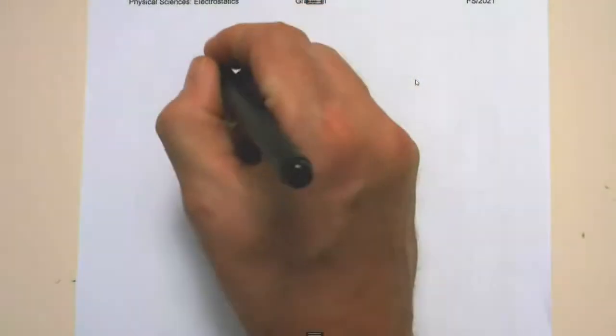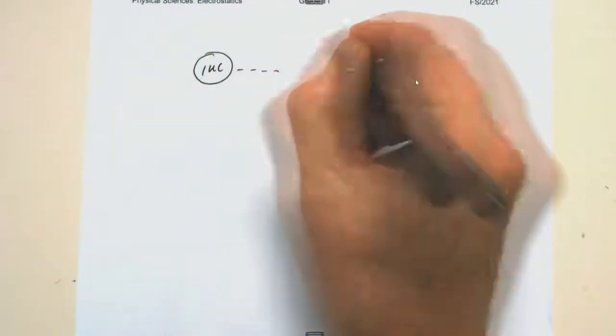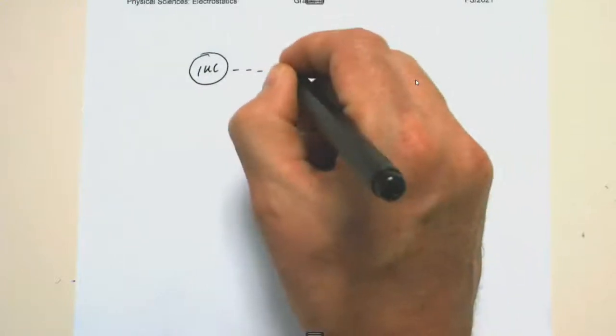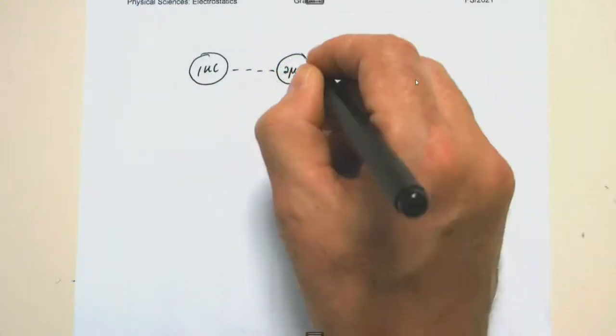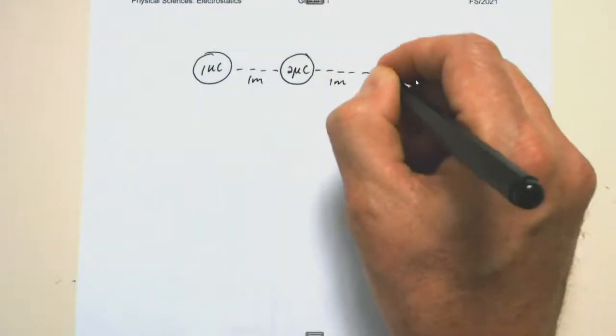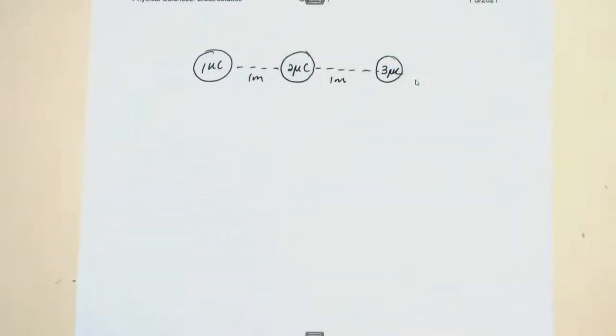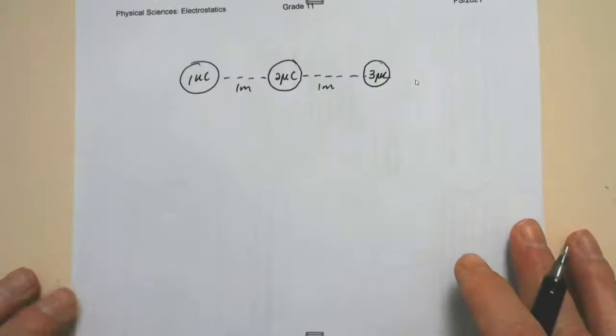Right, then the last thing that we need to discuss with electrical field strength is that it's possible to have three charges. Let's say I've got a charge here of 1 microcoulomb, which is 1 meter away from another charge which is 2 microcoulomb, which is 1 meter away from another charge which is 3 microcoulomb. Alright, and now I want to know what is the E net.